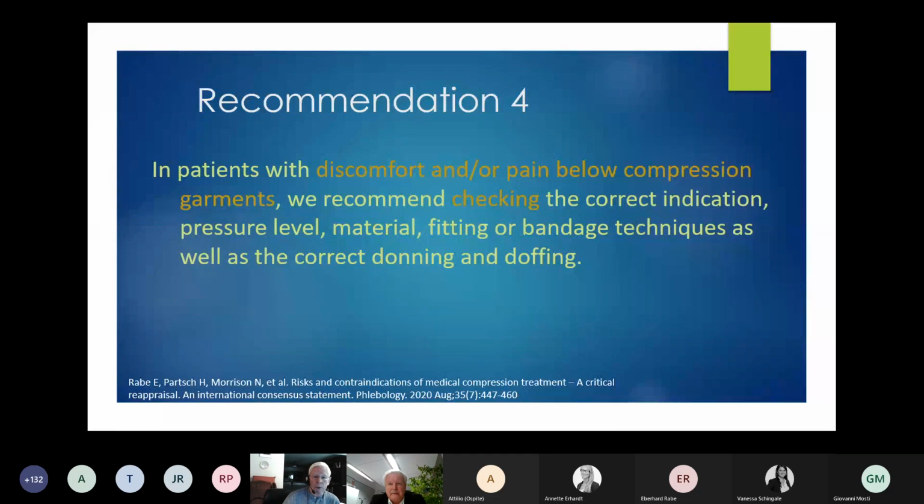And in patients with discomfort and or pain below compression garments, we recommend checking the correct indication to be sure that the pressure level, the material used, the fittings or bandage techniques are all done correctly. Typically in the ankle and foot are where some of the problems originate.